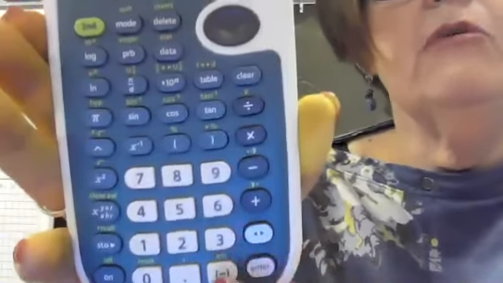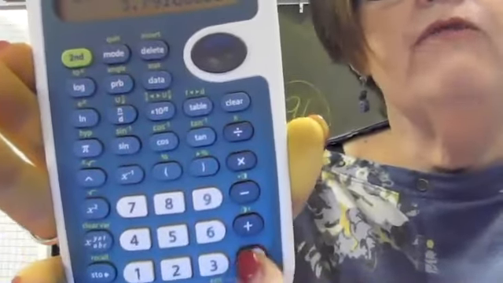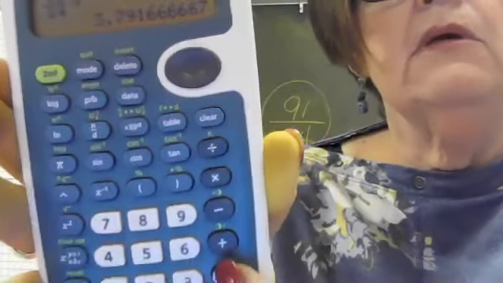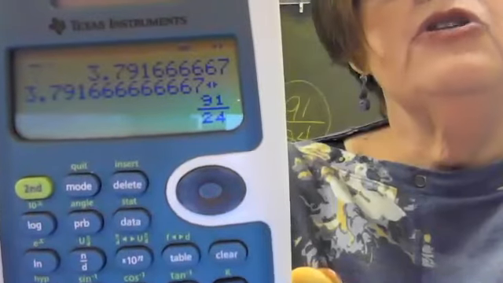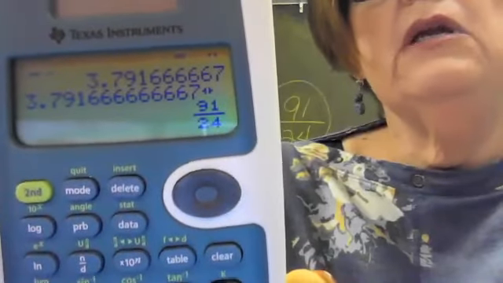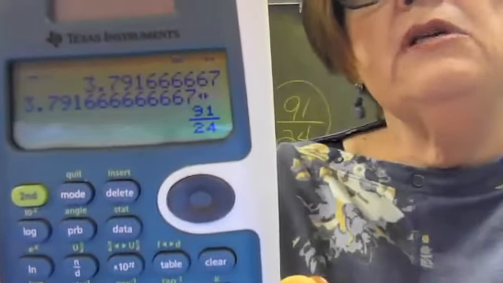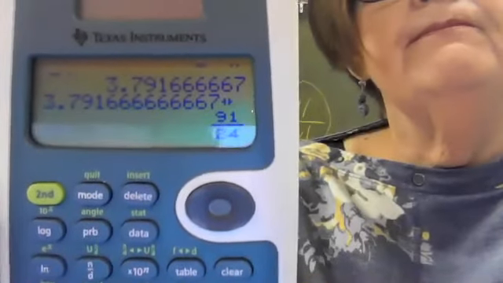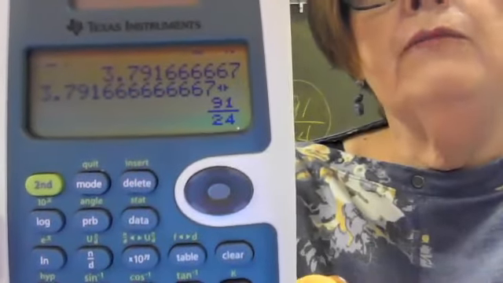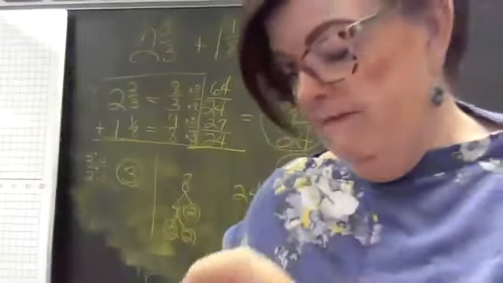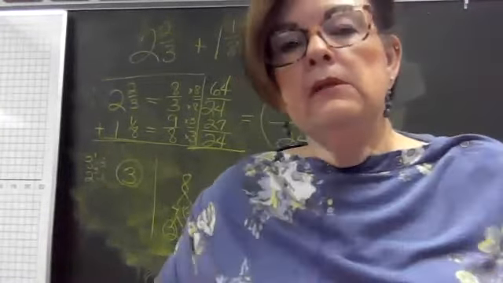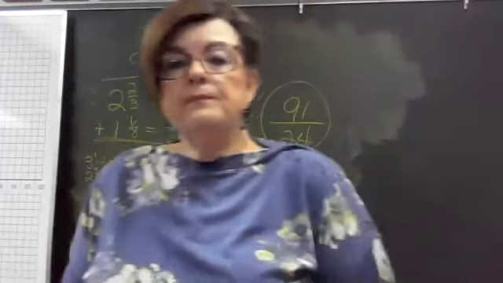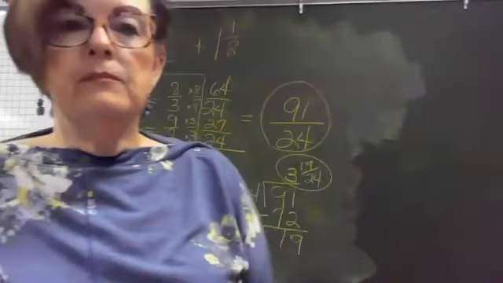You use this toggle button right here to change back and forth. Because if I push it again, look what happens. It changes back to the fraction again. And when it changes back to the fraction, it's in the lowest terms. So you'll know that's already simplified. Thank you. Anything else? No, I don't think so. I think I got it.